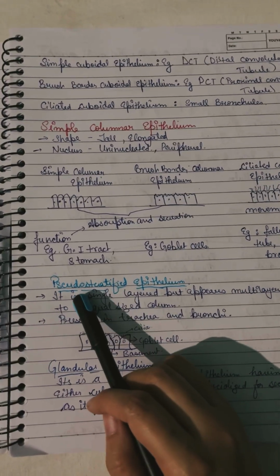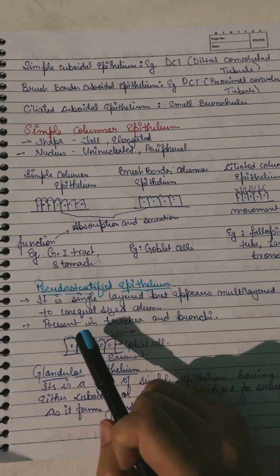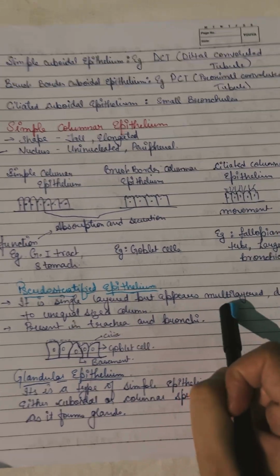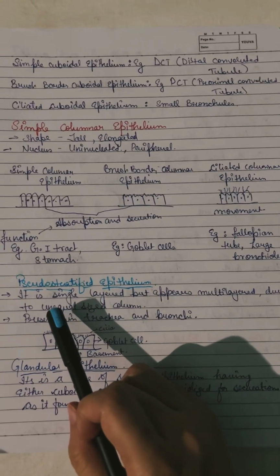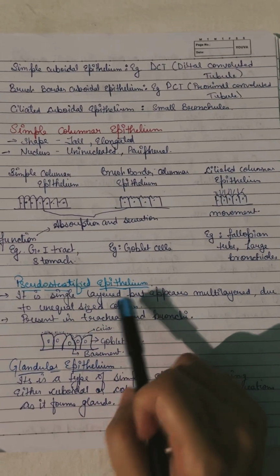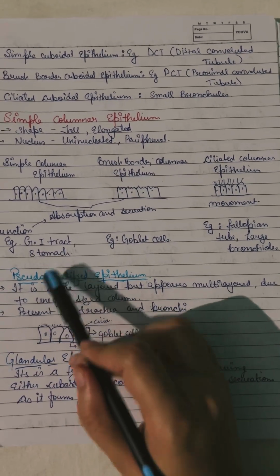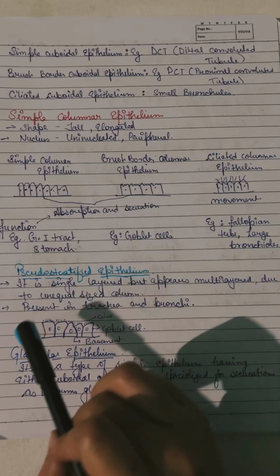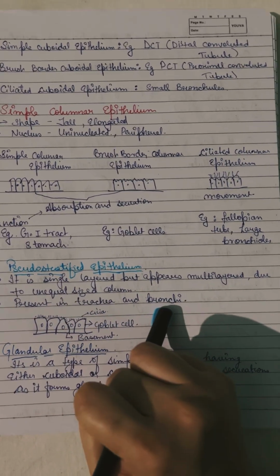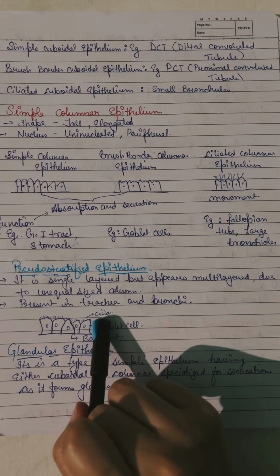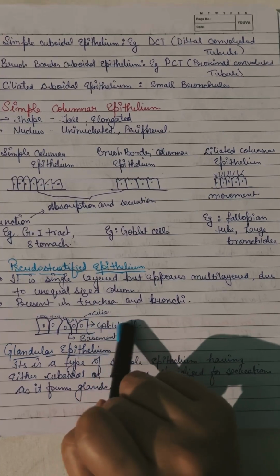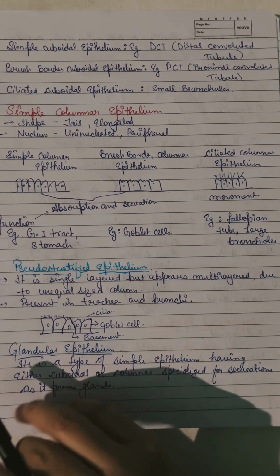Then we have another modification, which is called pseudo-stratified epithelium. It's single layered but it appears multi-layered, so it's pseudo due to unequal sized columns, present in the trachea and bronchioles. They are pseudo-stratified because they appear to be multi-layered, which they are not. In the diagram we can see cilia, goblet cells and the basement membrane.